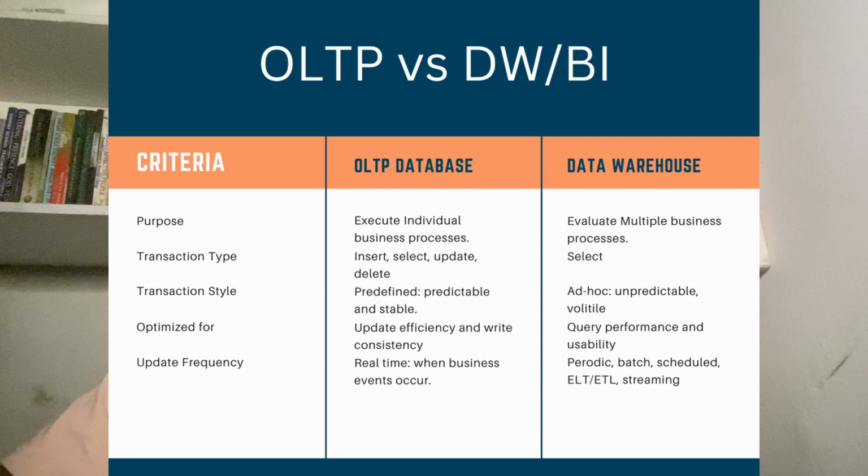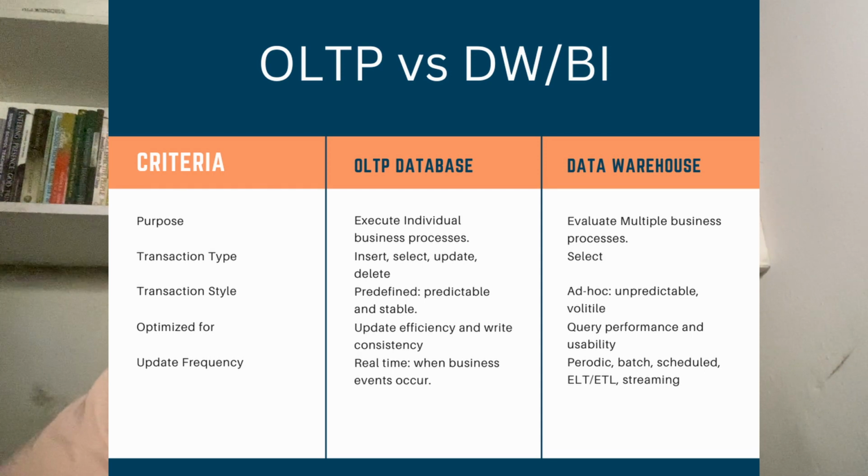And then for update frequency, you find that OLTP databases are real time when the business event occurs. In other words, as a business event occurs, it is written or updated on the database almost immediately, right? Whereas for a data warehouse, it depends on the business use case or on what you're doing with the data.